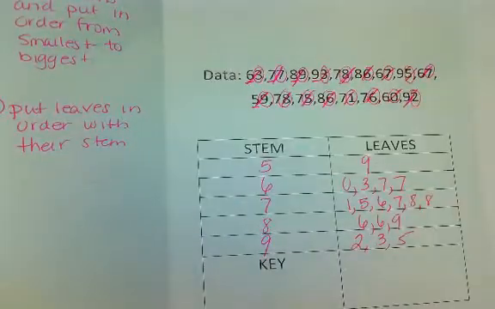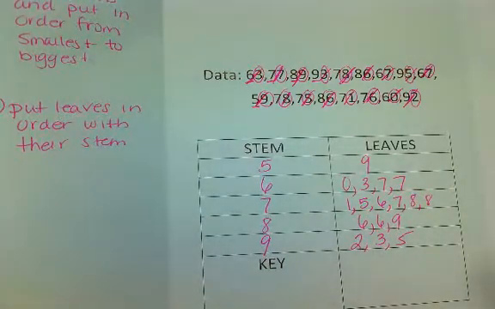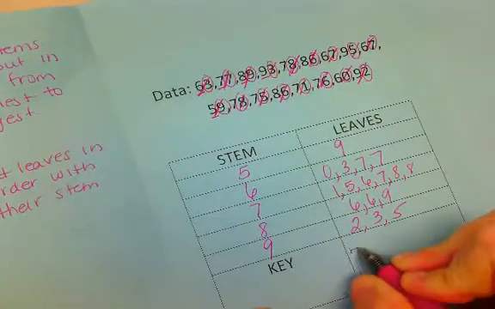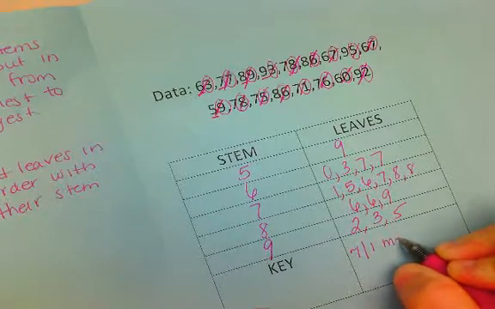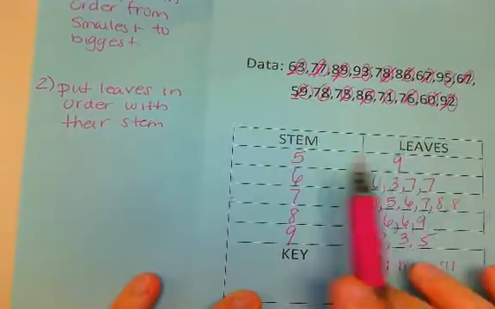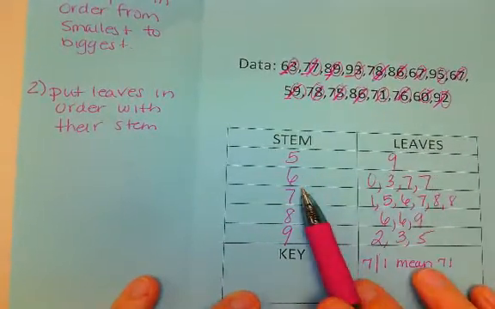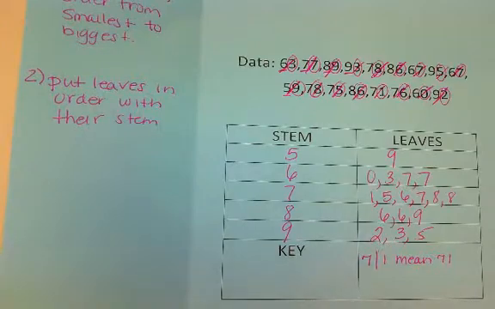Alright, so now we have our stem and leaf in place. Now, the key is just to let you know how the stem and leaves work. So if I were to have 7, 1, that would mean 71. It's just letting you know that these are together. So this would be 59, 60, 63, 67, 67, that kind of thing.